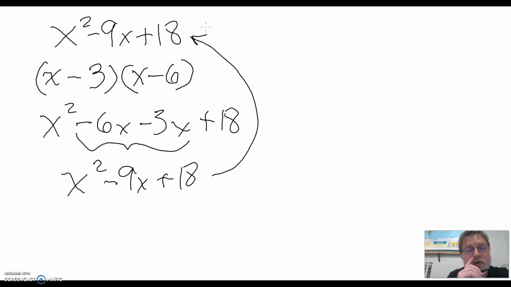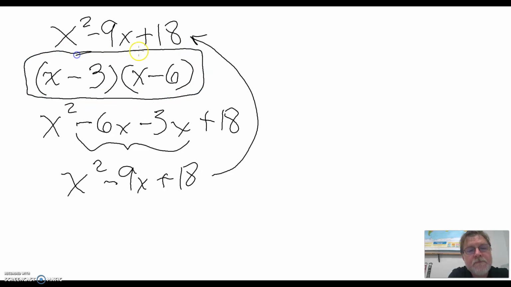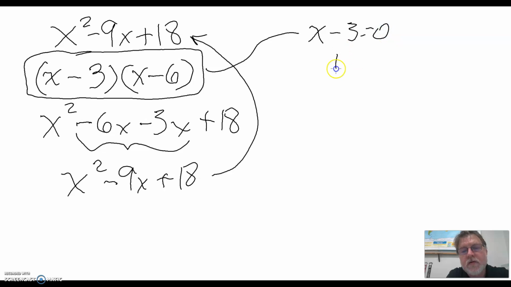Okay, and so what is the use of this? Why would this be a good thing? Well, we can take these two binomials and make each one of them equal to 0, because remember, if you want to find the x-intercept, you make y 0. So this is going to be x minus 3 is equal to 0. You add 3 to both sides, so that gives me x is equal to 3. And so that's one of the solutions to this quadratic.